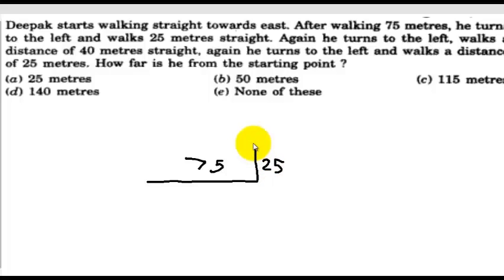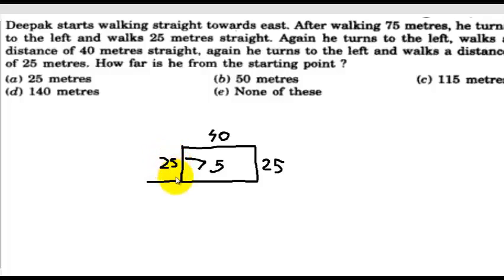Again he turns to the left. Now when you are facing north, left is this side. He walks a distance of 40 meters. Again he turns to the left and walks a distance of 25 meters. Now he is facing west. When you are facing west, left is towards the bottom side. So he walks a distance of 25 meters.